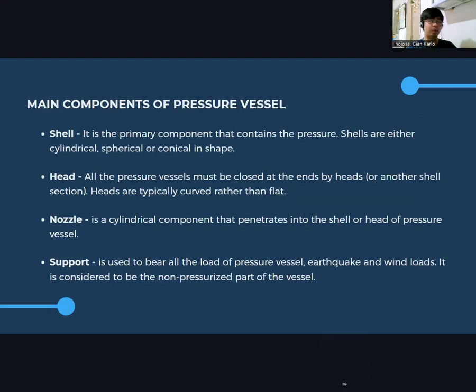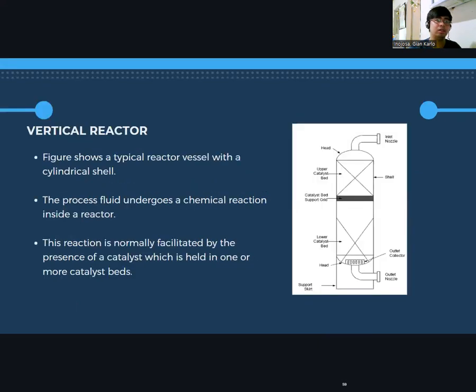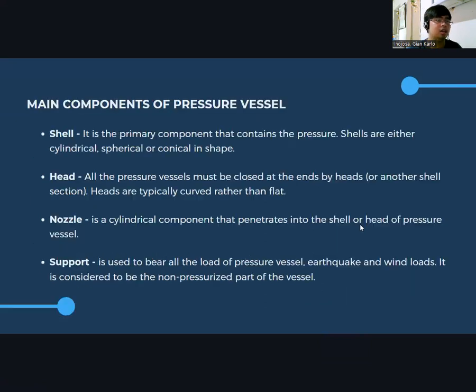So for the main components of a pressure vessel, first is the shell. It is the primary component that contains the pressure. Shells are either cylindrical, spherical, or conical in shape. So let's go back to the figure. This is our shell. It is basically the main container of our pressure vessel. So for the head, all pressure vessels must be closed at the ends by heads.